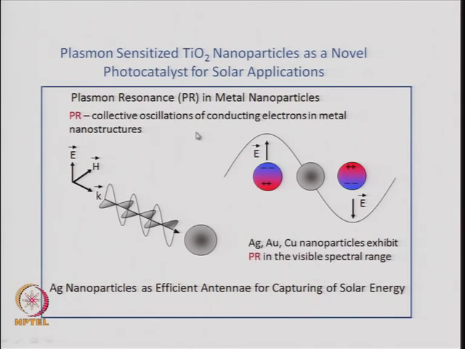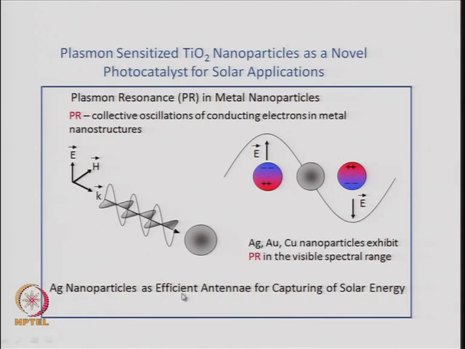Now, these collective oscillations of the conduction electrons can sensitize the TiO2 nanoparticles, and this has been observed for silver, gold, copper nanoparticles, where they exhibit plasmon resonance in the visible range. So, you shine light in the visible and the conduction electrons of the metal nanoparticles like silver or gold then get excited and you have these collective oscillations.